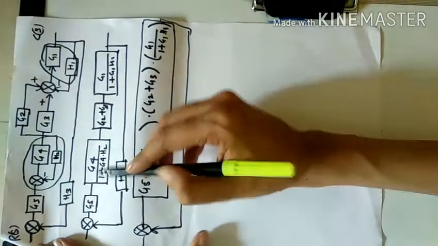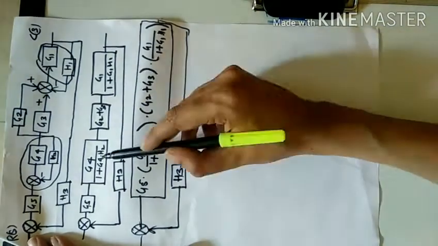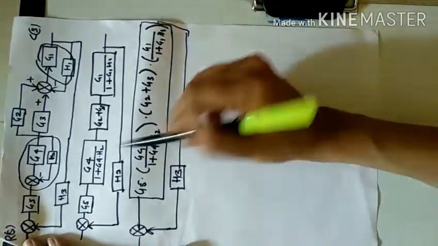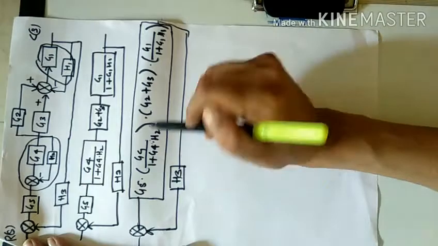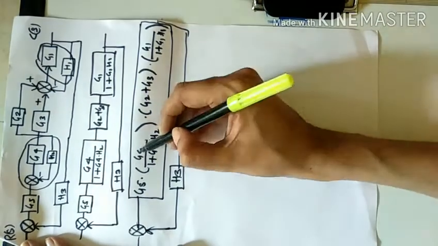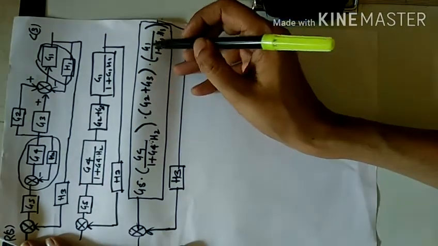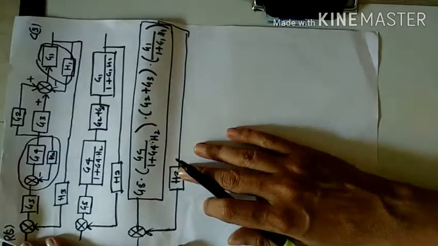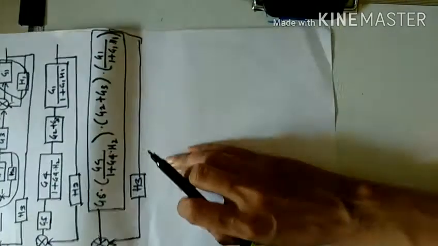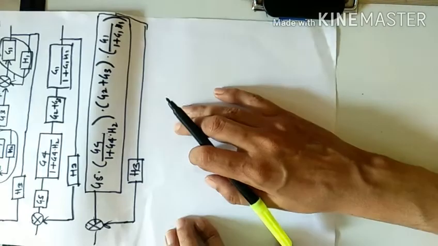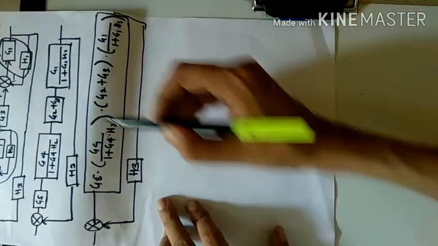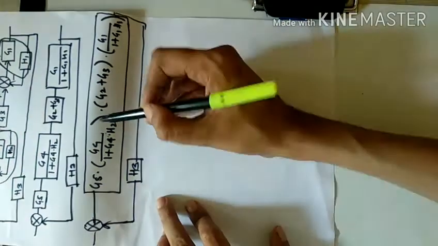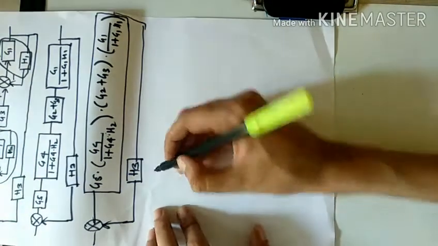Okay. So this G5 G4 G2 plus G3 G1, this whole are in a series multiplication. Therefore we are multiplying it. G5 multiplied by G4 multiplied by G2 plus G3 multiplied by G1. This whole divided by 1 plus G4 H2 multiplied by 1 plus G1 H1. This is the one single block. Okay. Now this is G and this is H. So we will solve it.